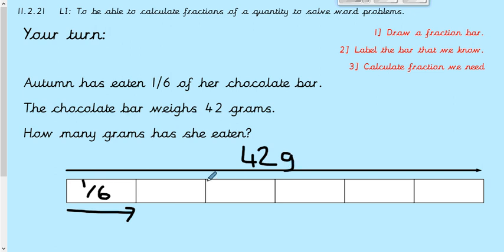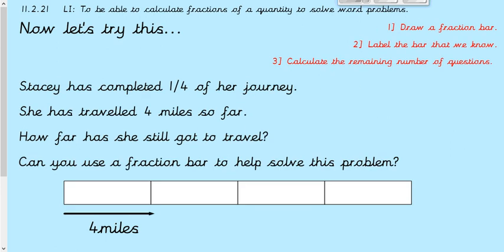So all we're going to do is divide 42 by 6 because there's 6 equal parts. And if we want to know just one, then we need to divide it by 6. So 42 divided by 6 would be 7. So 42 divided by 6 is 7. Therefore, she has eaten 7 grams. Well done for those of you who had a go and you managed to get it correct.